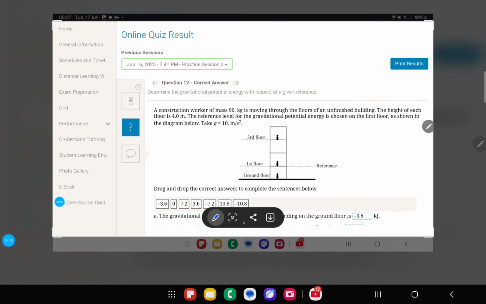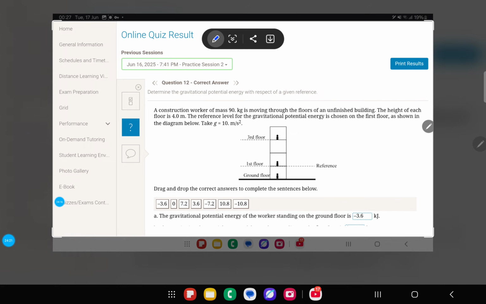How do we get that? Let's solve. Again, we use mgh. We don't care if it's negative or positive. This is position. They're not asking for the work done, they're asking for the position. So we use just mgh: mass 90 times g 10 times height 4.